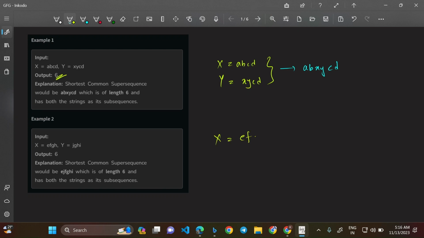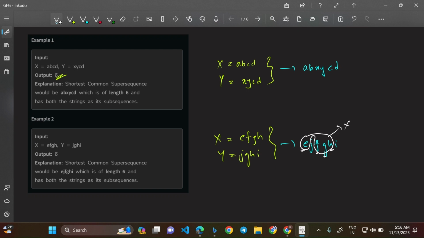X is equal to e f g h, and y is equal to j g h i. So what is the output for this? The answer is the smallest string that has both of these as subsequences, e j f g h i, isn't it? So you can find e f g h in it.